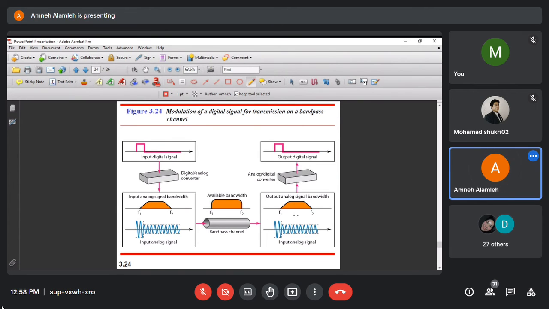Then this is the output analog signal. The analog signal goes through the band pass channel without any problem and is received by the receiver. The analog signal is received. This output analog signal goes through another analog to digital converter to retrieve the original digital signal. This is the output digital signal, as we see the same one from the sender to the receiver.